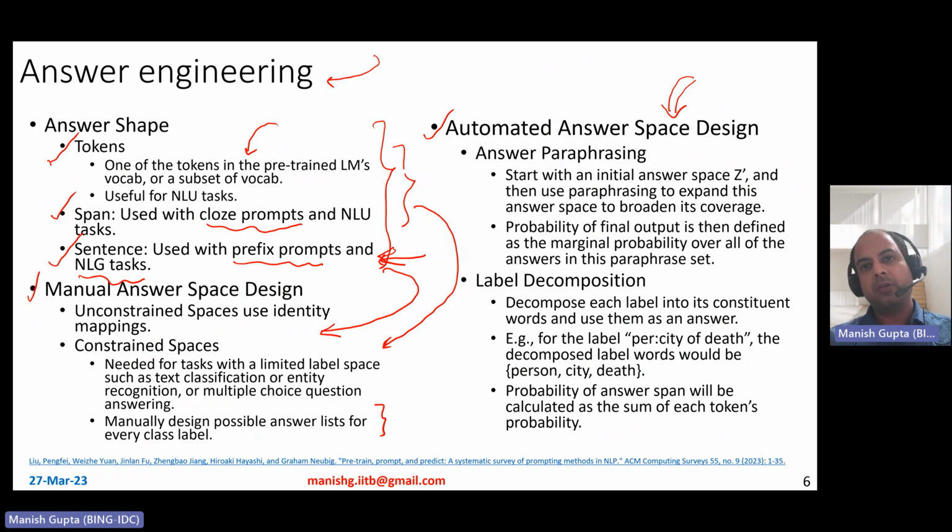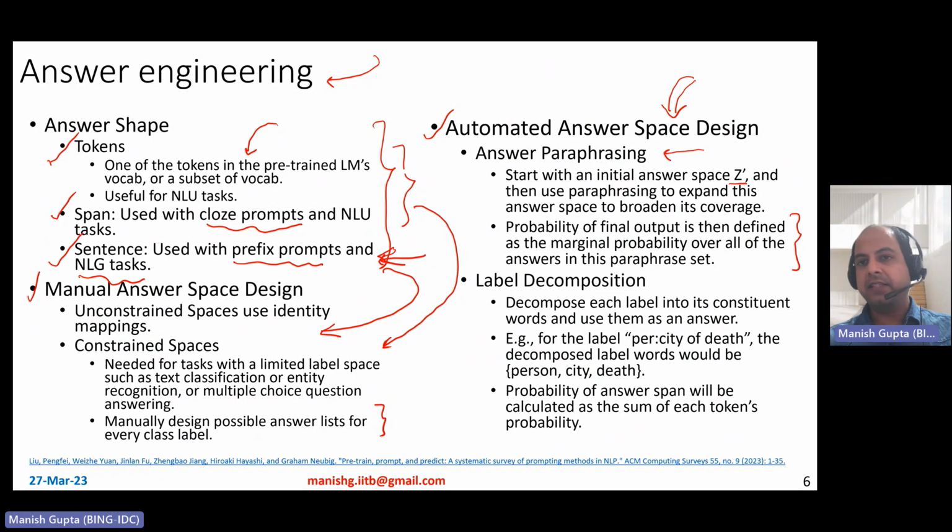You want to learn that mapping automatically. So for that, you basically need answer paraphrasing. You start with an initial answer space Z', like we did for sentiment analysis, and then you use paraphrasing to expand its coverage. Finally, when the natural language generation model generates some output, the probability of the final output class is defined as the marginal probability over all of the answers in that paraphrase set.